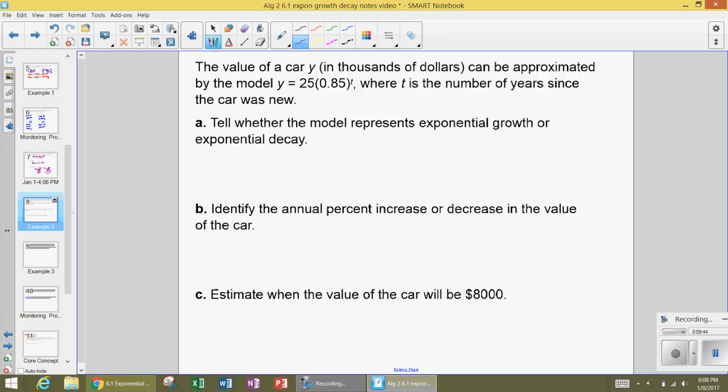So question number 8. The value of a car, y, in thousands of dollars can be approximated by the model y equals 25 times 0.85 to the t power, where t is the number of years since the car was new. And we are going to assume here that you did not pay $25 for the car, but you probably paid $25,000 for the car. So part A says, tell whether the model represents exponential growth or decay. So what's our base for this problem? Our base is 0.85. That's less than 1. So this has to be decay.